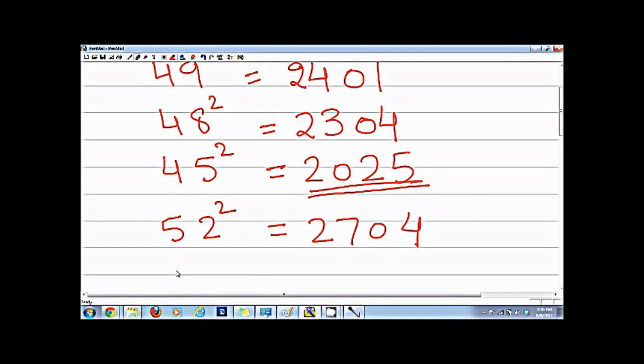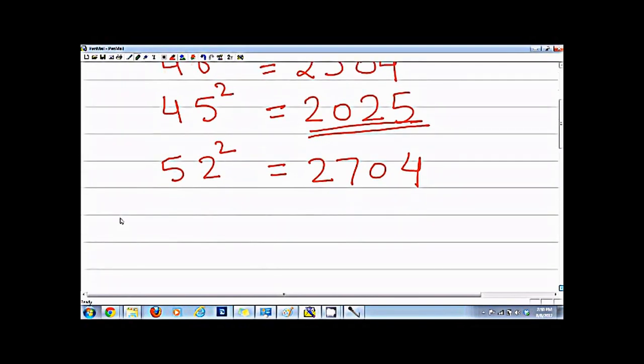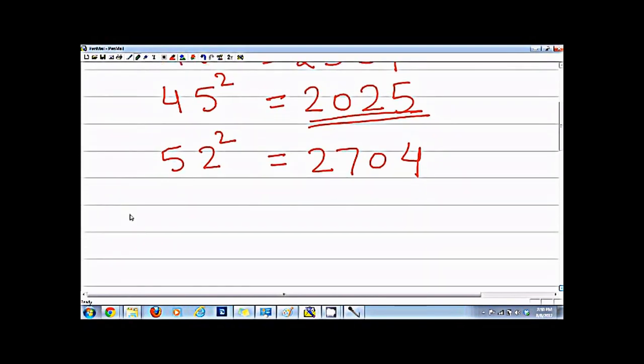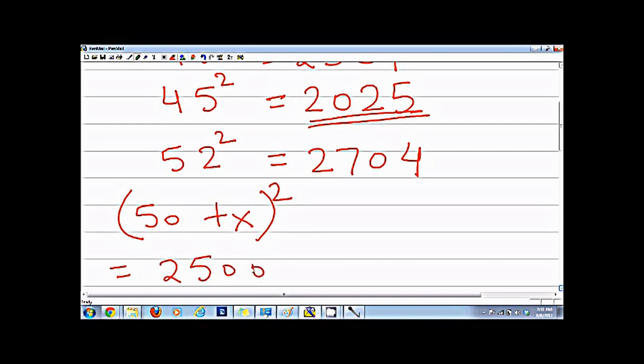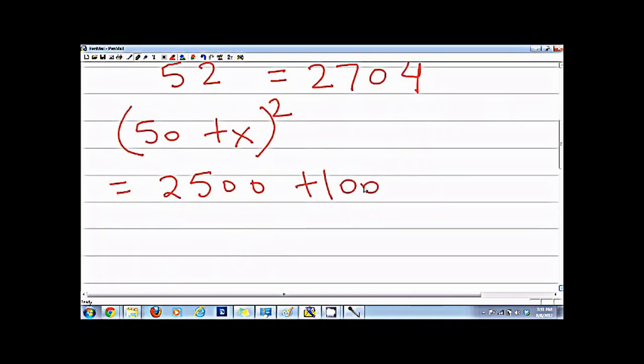This is not magic, so I can show you how I come up with this trick. Let's say I have a number which is close to 50, for example, 50 plus x, and we take the square. So (50 plus x) square will be equal to 2500 plus 100x plus x square.